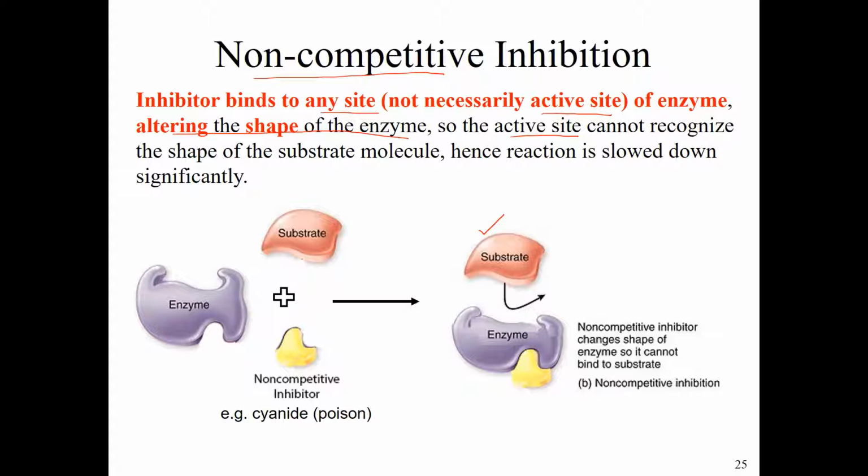Here we can see that the inhibitor binds to the enzyme but not at the active site. So this is the active site of the enzyme. The inhibitor is not binding to the active site, it is binding to another place in the enzyme, but it changes the shape of the active site. See that? It changes the shape of the active site, preventing the substrate from binding to the active site.